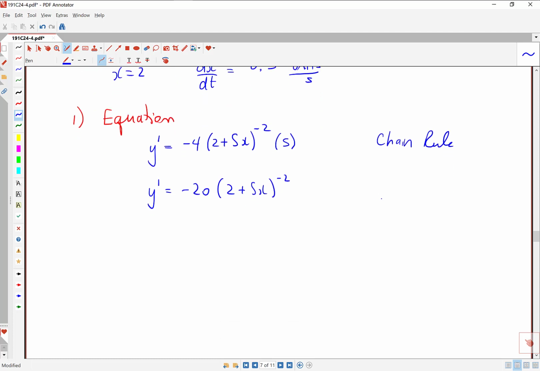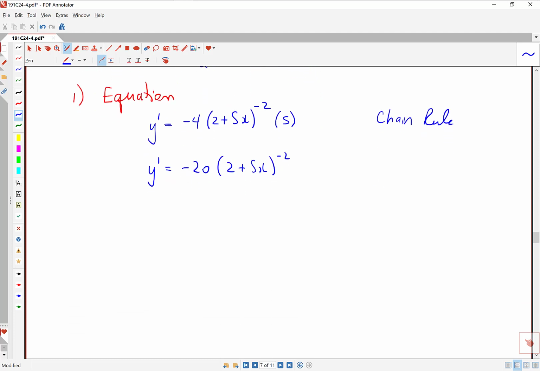Okay, so that's our equation. I'm going to highlight this. So that relates y prime and x together. And second step is we're going to take d by dt of this equation. So on the left side, we will have dy prime by dt.